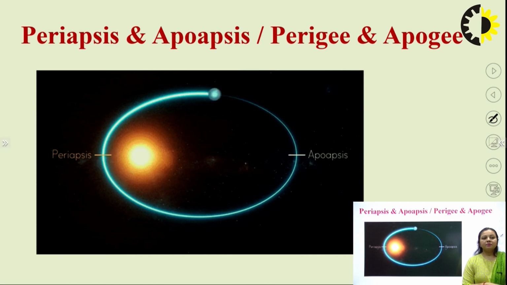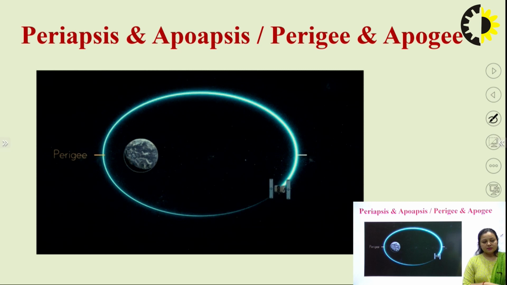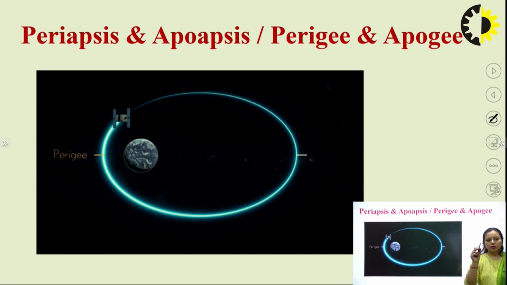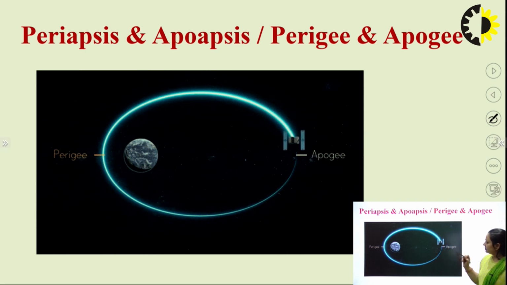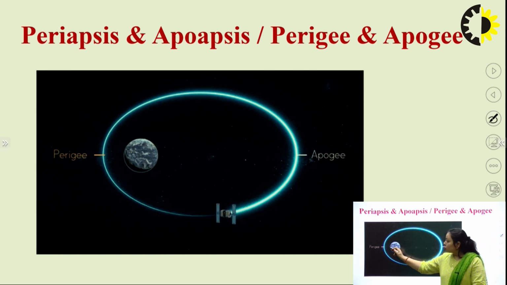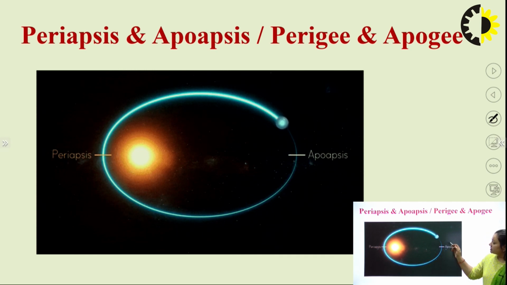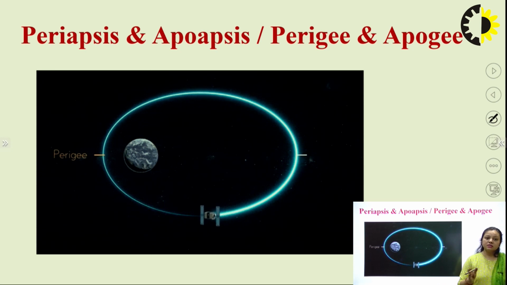Now in this particular slide, first we are going to discuss the perigee and apogee, which we can also call the periapsis and apoapsis. In this diagram, the satellite is revolving in an orbit around the Earth, highlighted by this white color. There are two points, perigee and apogee. Perigee is the point closest to the Earth, and apogee is the point farthest from the Earth.